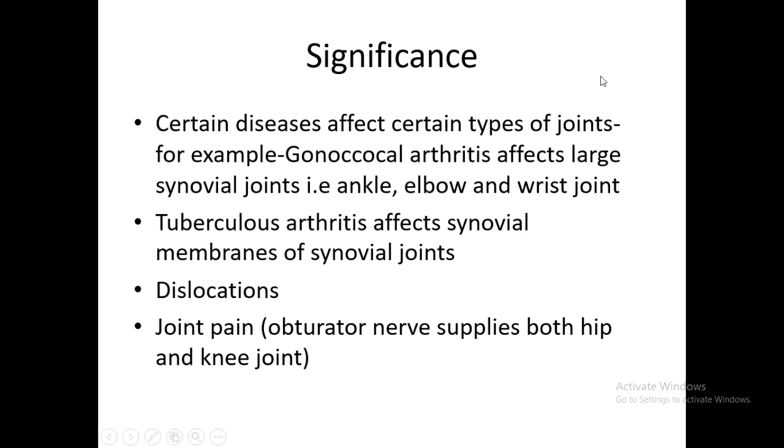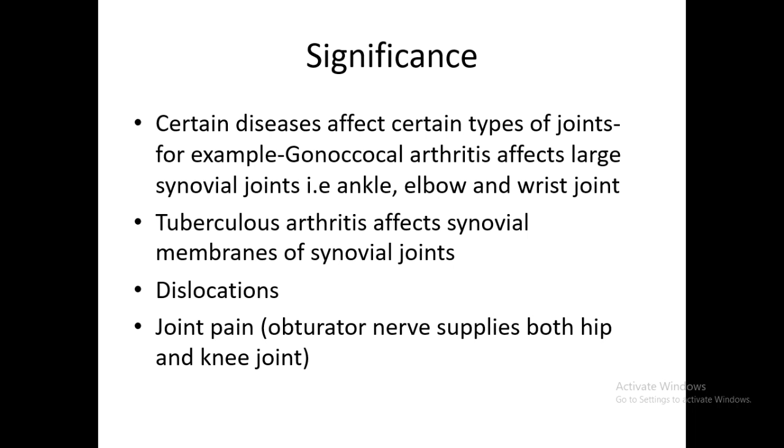And the significance or the importance: certain diseases affect certain types of joints. For example, gonococcal arthritis affects large synovial joints, i.e. the ankle, elbow and wrist joint. So tuberculosis arthritis affects the synovial membrane of the synovial joints, and then they get the dislocations. Maybe the person has fallen down and the hand has twisted, gets a dislocation, the bone shifts from one place to another. So that's a very big challenge of the joints.